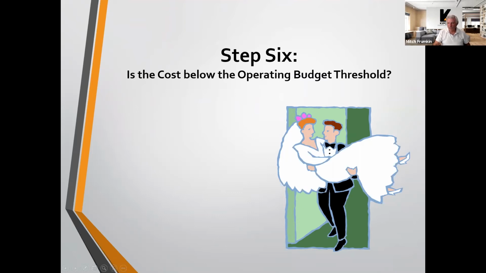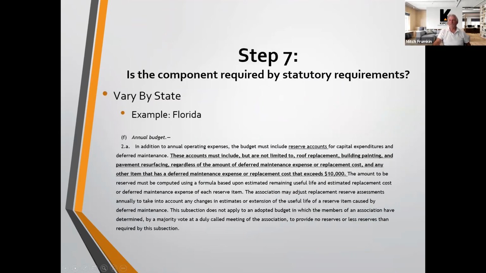Let's see, where's that arrow? All right, 7. This is what I mentioned. Is it covered under statutory requirements? I touched on that. This is what it says in Florida. Reserve studies must include, but are not limited to, roof replacements, building painting, and pavement resurfacing, regardless of the amount of deferred maintenance expense or replacement cost. They have to be included, and any item that has a deferred maintenance or replacement cost that exceeds $10,000. That's what the Florida statutory requirements are.